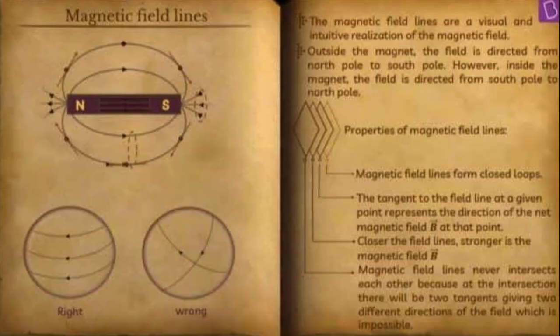There are some properties of the magnetic field lines. The magnetic field lines always form a closed loop. The tangent to the field line at a given point represents the direction of the net magnetic field at that point. The closer the field lines, the stronger is the magnetic field. Magnetic field lines never intersect each other because at the intersection there would be two tangents giving two different directions of the field at that point, which is not possible.